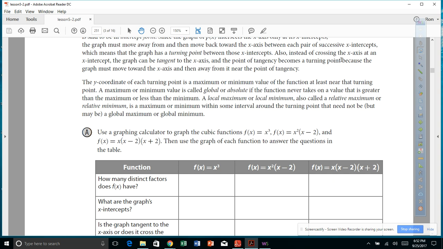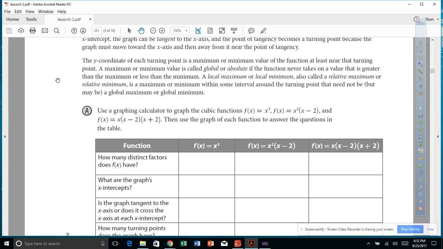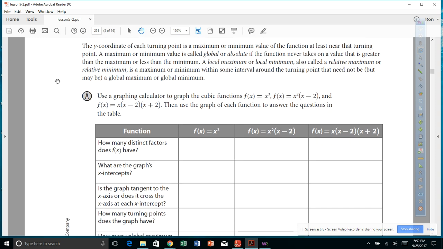Also, instead of crossing the x-axis at an x-intercept, the graph can be tangent to the x-axis, and the point of tangency becomes a turning point because the graph must move toward the x-axis and then away from it near the point of tangency. The y-coordinate of each turning point is a maximum or minimum value of the function at least near that turning point.